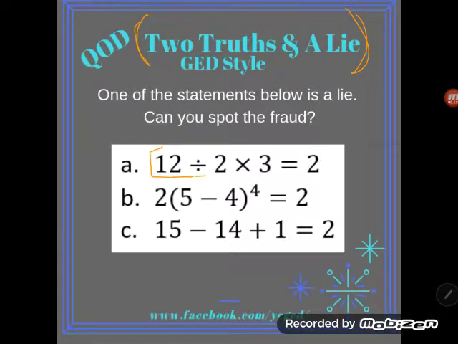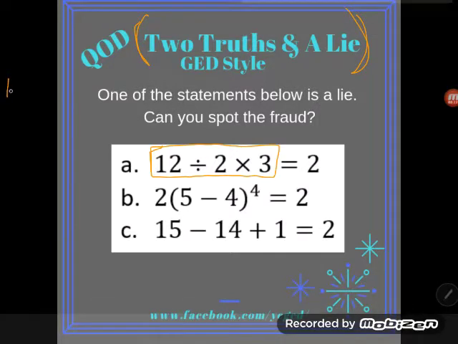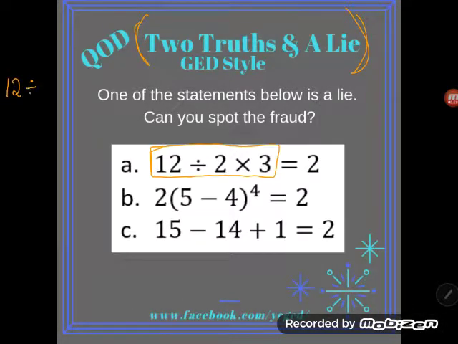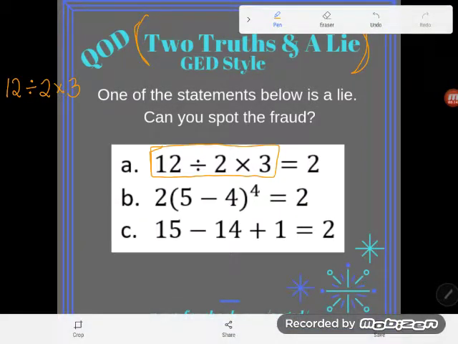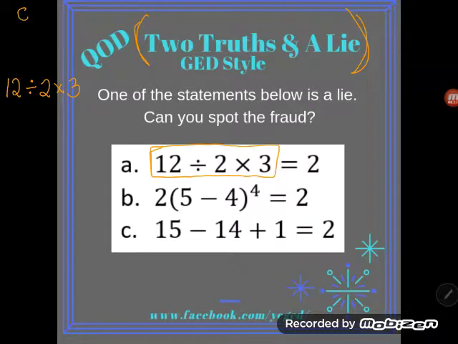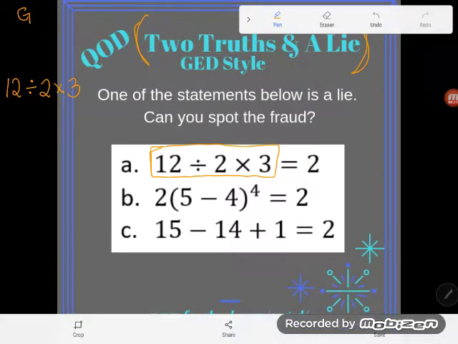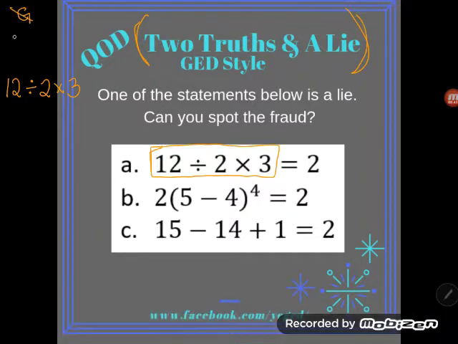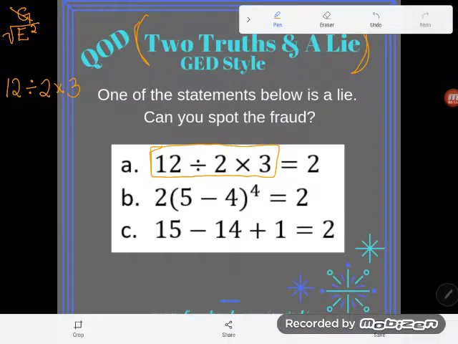Let us look at the expression on the left-hand side of this equation in A. 12 divided by 2 times 3. Remember that according to the order of operations, we're supposed to work any groupings first. Well, I don't see any groupings down there. No parentheses, no brackets, no fraction bars. Next thing we're supposed to work on is exponents. Those are those little floating numbers and their opposites, the radicals, and I don't see any of those either.